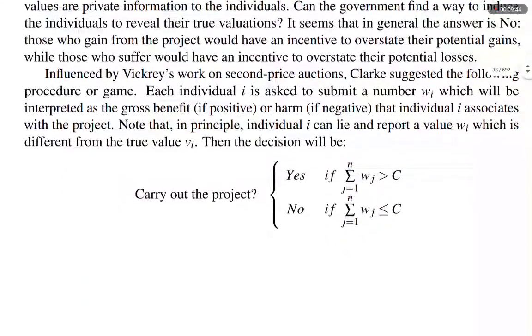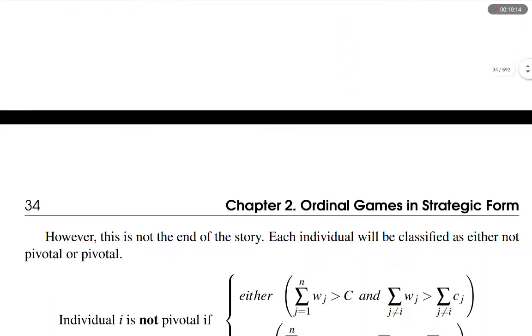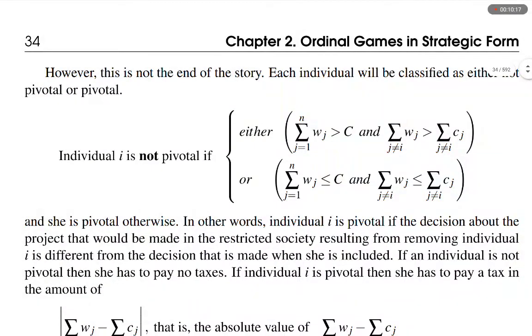Then the decision will be: carry out the project, that is, set yes, if the sum of W sub j from j equals 1 to n is greater than capital C, and no if the sum of W sub j from j equals 1 to n is less than or equal to capital C. However, this is not the end of the story.